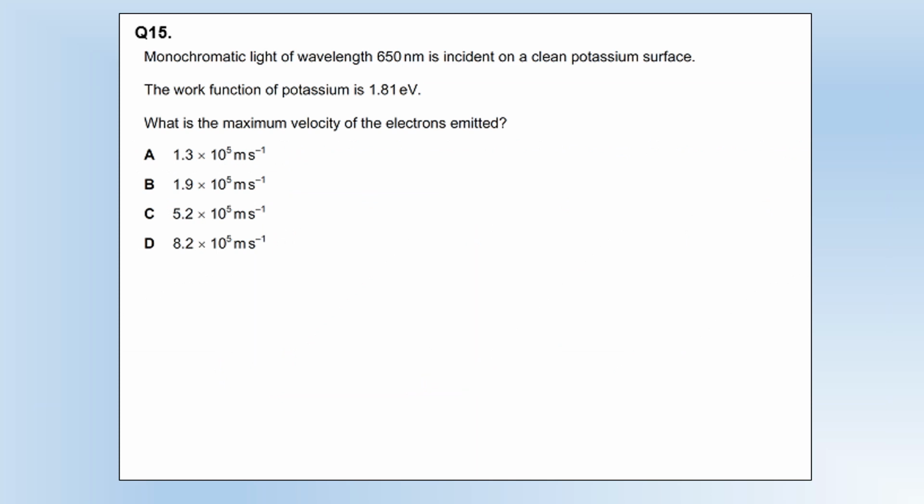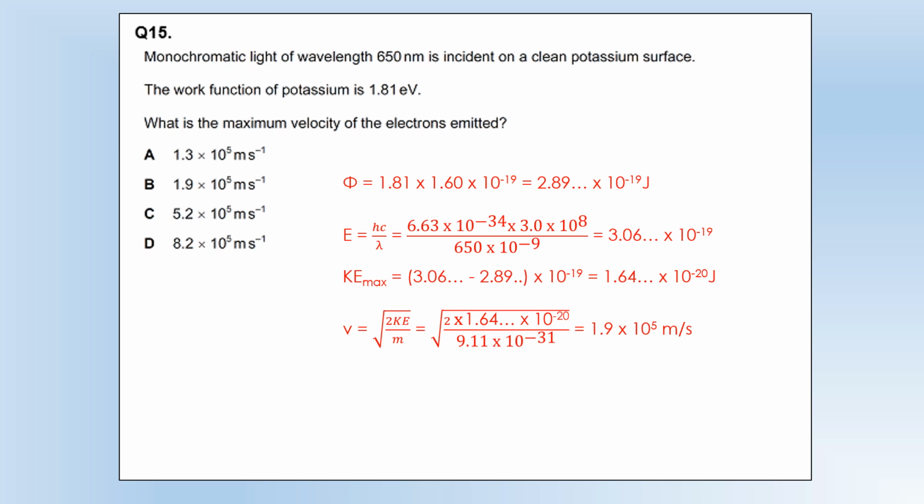Monochromatic light of wavelength 650 nanometers is incident on a clean potassium surface. The work function of potassium is 1.81 electron volts. What is the maximum velocity of the electrons emitted? So work function we can calculate by converting to joules. Photon energy we can work out using hc over lambda, and then we can find the maximum kinetic energy by finding the difference between those two, and finally we can rearrange the kinetic energy equation to find the velocity, which is clearly option B.